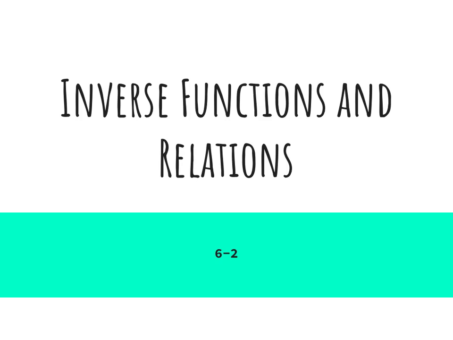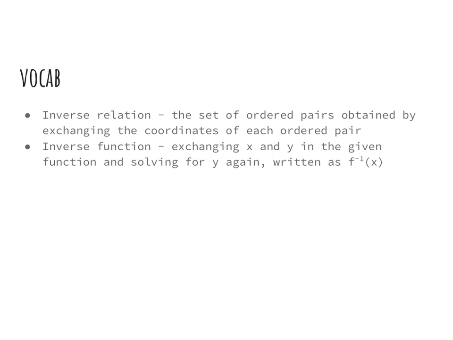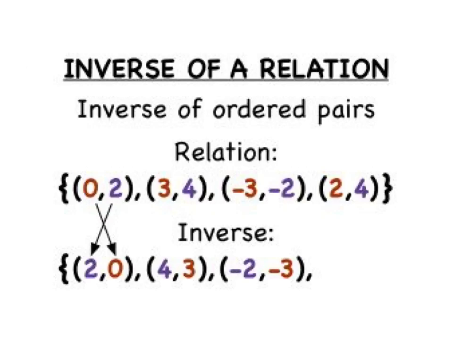Welcome to lesson 6.2. Today we're going to talk about inverse functions and relations. We have two vocab terms for today. We have inverse relation, and that is the set of ordered pairs obtained by exchanging the coordinates of each ordered pair. And we have inverse function, exchanging x and y in the given function and solving for y again, written as f to the negative 1 of x.